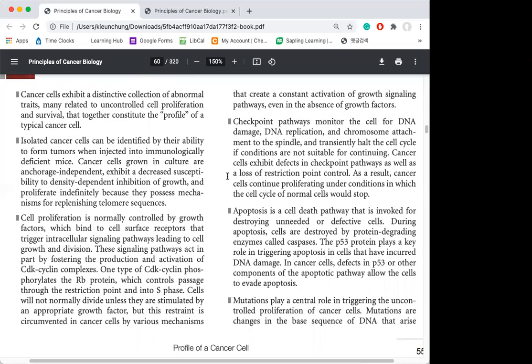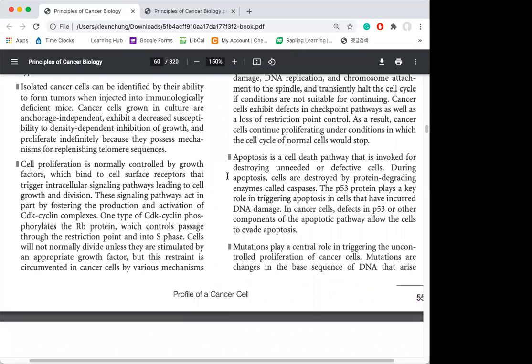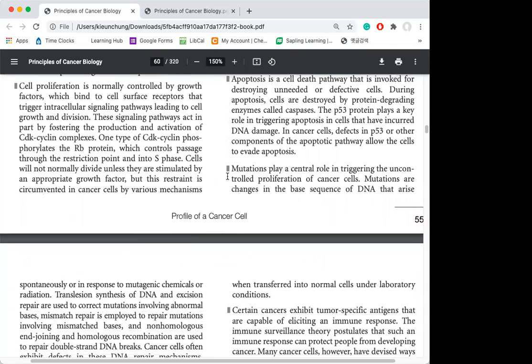Apoptosis is a cell death pathway that is invoked for destroying unneeded or defective cells. During apoptosis, cells are destroyed by protein-degrading enzymes called caspases. The p53 protein plays a key role in triggering apoptosis in cells that have incurred DNA damage. In cancer cells, defects in p53 or other components of the apoptotic pathway allow the cell to evade apoptosis. Mutations play a central role in triggering the uncontrolled proliferation of cancer cells.